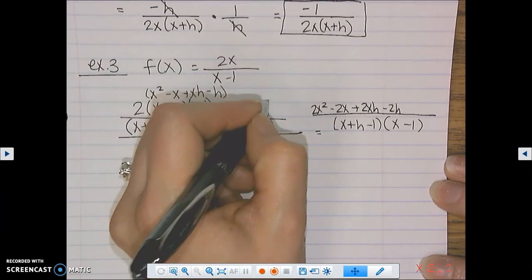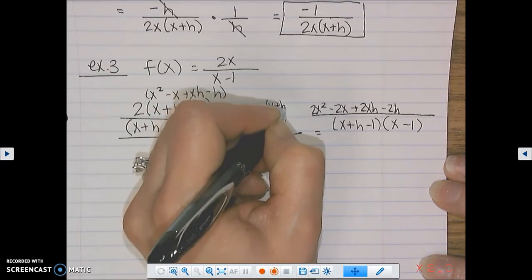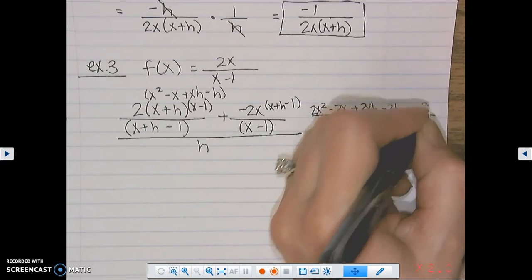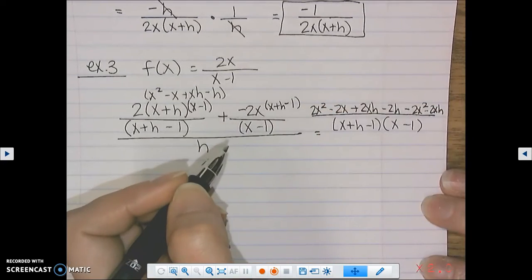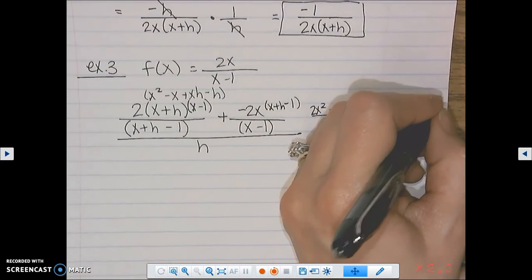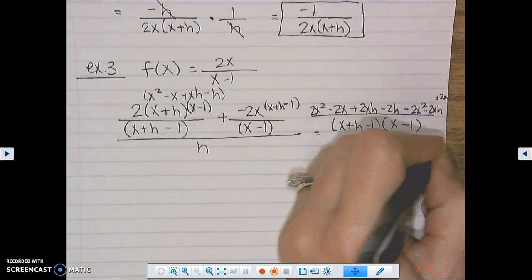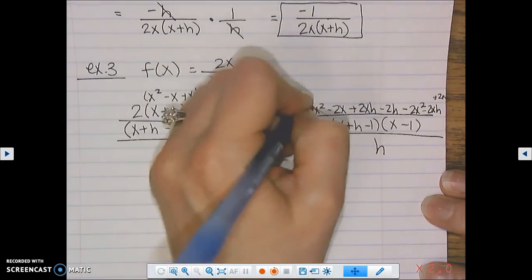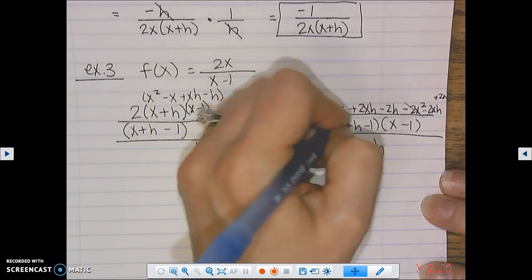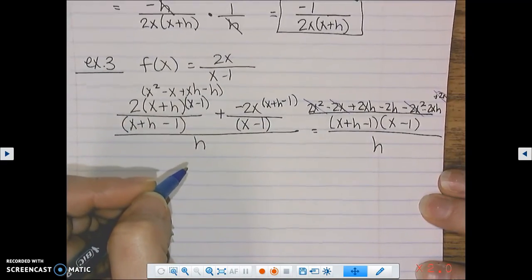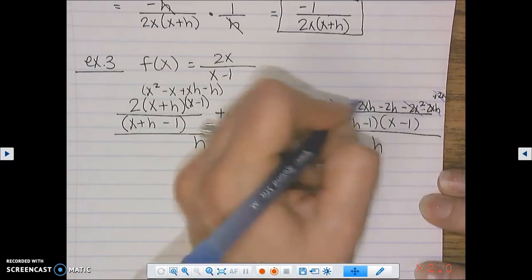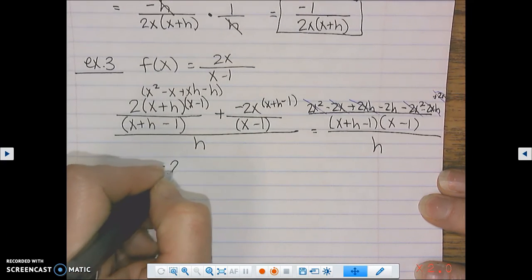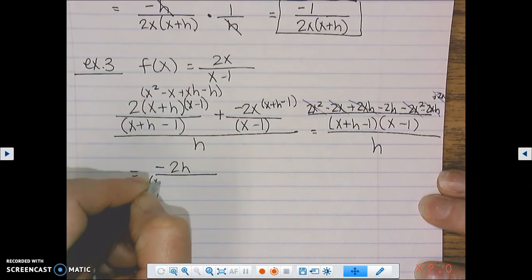The second fraction here is missing the x plus h minus 1. And so when we distribute that in, we get negative 2x squared minus 2xh plus 2x. So running out a little bit of space there. That's still all over h. Now we're going to see what things cross off here. So the 2x squareds are the same. Negative 2x and positive 2x are the same. 2xh and negative 2xh are the same. And so what we're left here with is negative 2h over our common denominator.